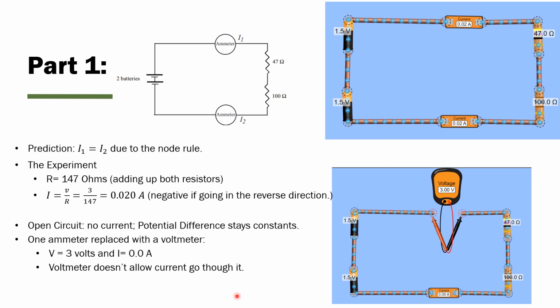And the second one, we were supposed to disconnect one of the ammeters and then connect the voltmeter to it. You can see the voltage is 3 volts due to the batteries, but then the ammeter reads 0 because the voltmeter doesn't take any amperage.